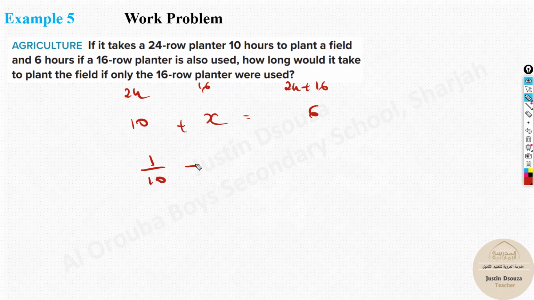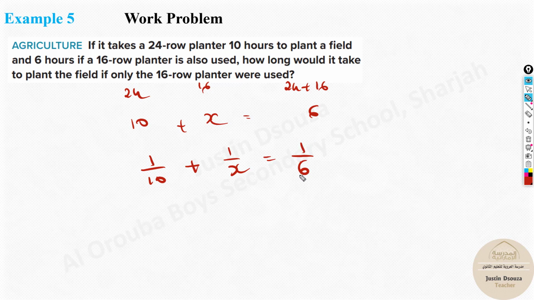In the sense of 1 by 10, 1 unit of work, plus, I don't know this, so it'll be 1 by x, that must be equal to 1 by 6. What is this? The unit of work for the 24 row tractor, plus the unit of work with the second 16 row tractor. We don't know how much time it will take on its own. This unit 1, because when they do both of these tractors, it's going to be 6 hours.